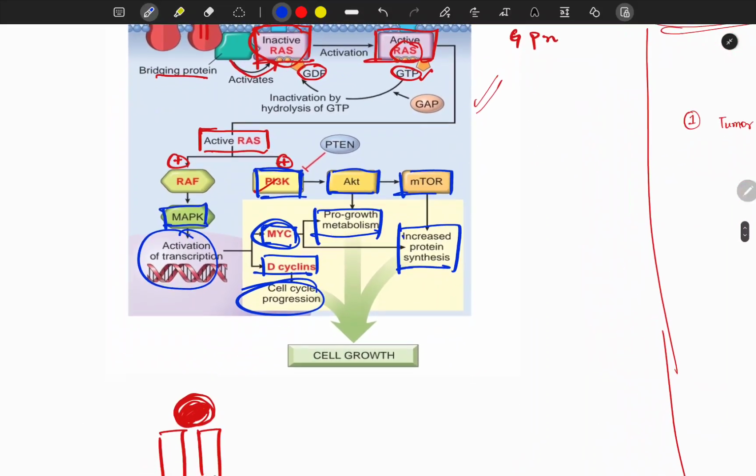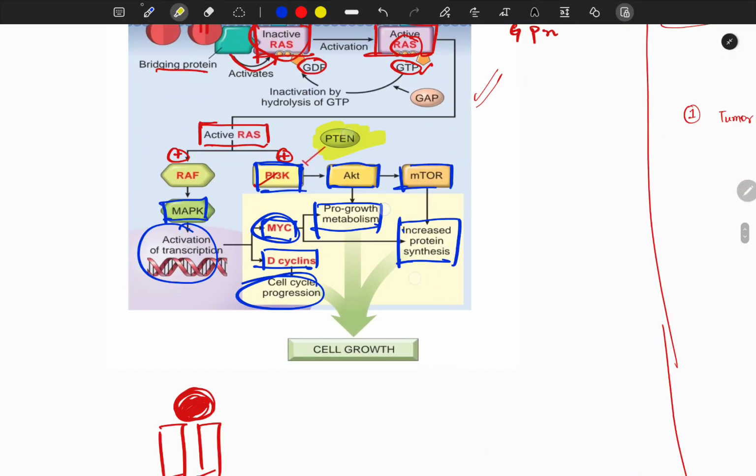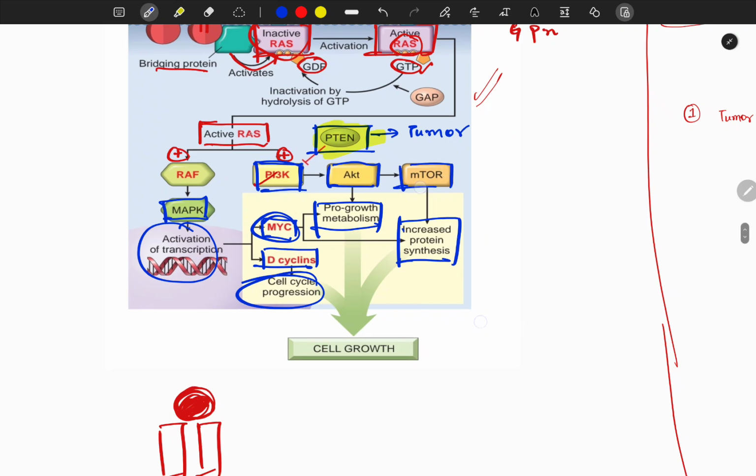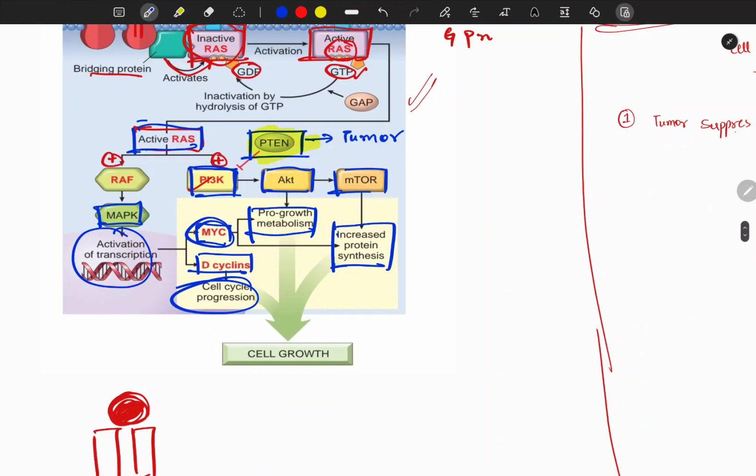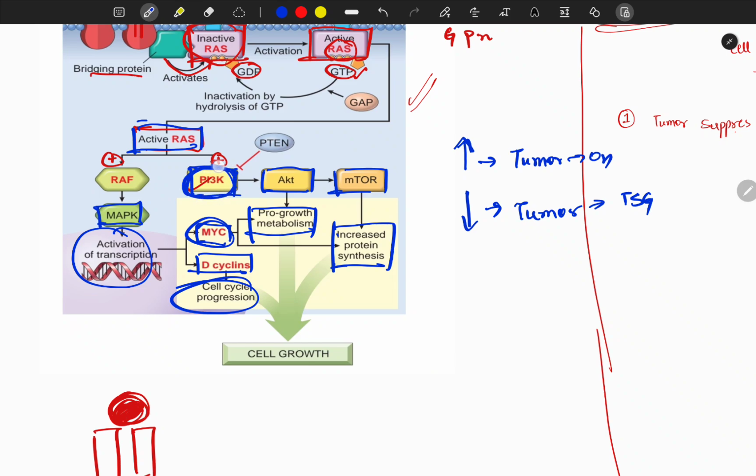Now, something I didn't touch up over here was PTEN. PTEN is a tumor suppressor gene. Why is it a tumor suppressor gene? Why not an oncogene? How do you define what is a tumor suppressor gene or oncogene? If an increase in some genes causes you to form a tumor, then that's an oncogene. If a decrease in some genes causes tumor, that's called a tumor suppressor gene. Now PTEN will inhibit the PI3K pathway.